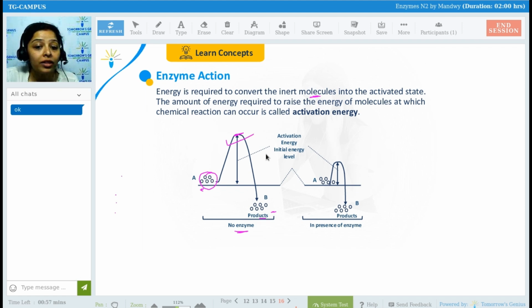Whereas once you add the enzyme to that, now the reactant has the enzyme, and the enzyme has the ability to accelerate the reaction, right? So here the activation energy will lower down. So we can say that enzyme lowers the activation energy, because the enzyme itself is enough to accelerate the reaction. Are you getting me?